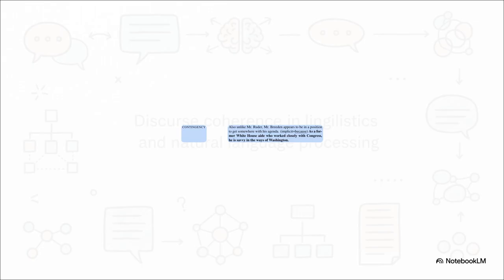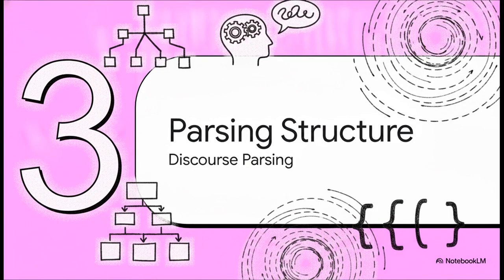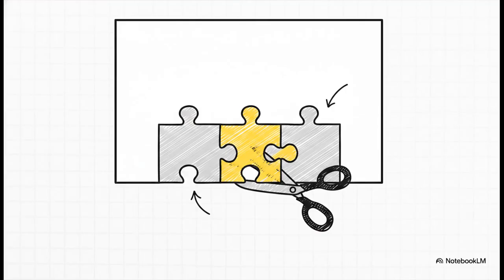Even without the neon signposts, the underlying logic is still gluing the text together. Okay, Section 3, Parsing the Discourse Structure. All right, so we've got the theories down. The next step is figuring out how to get an algorithm to actually parse this structure.